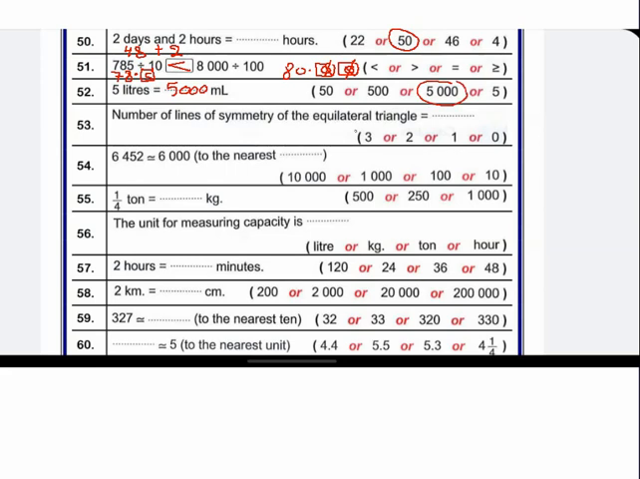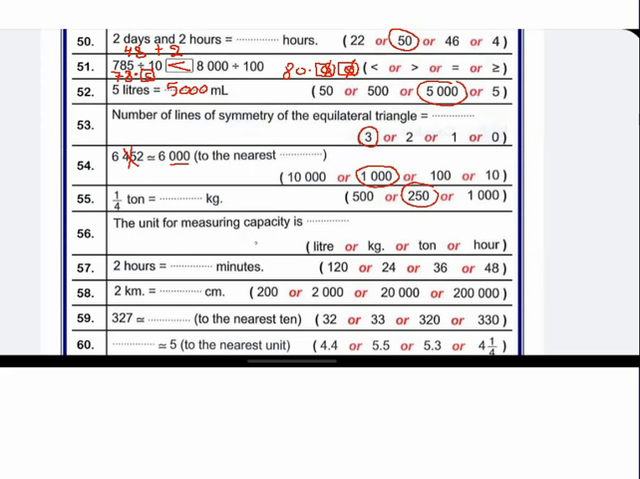Number of lines of symmetry of an equilateral triangle, yes, 3. We have 3 lines of symmetry. This number is approximated to, ignore the question, look at the answer only. We have how many zeros? 3, so this number is approximated to the nearest 1000. Quarter ton equals how many kilograms? We memorize it from the table, it will be 250.